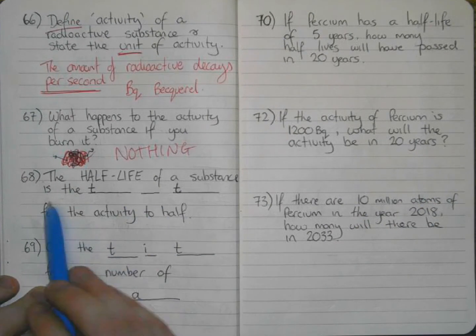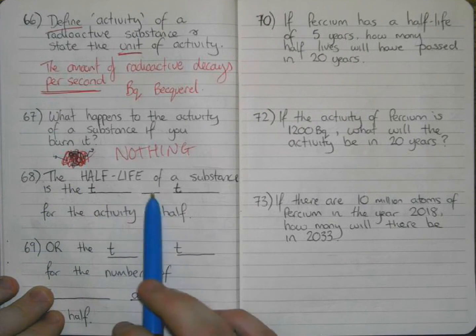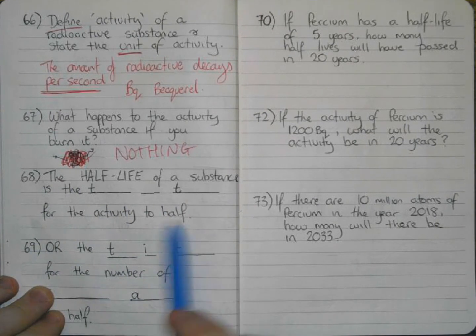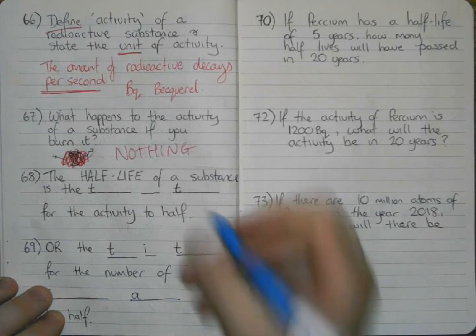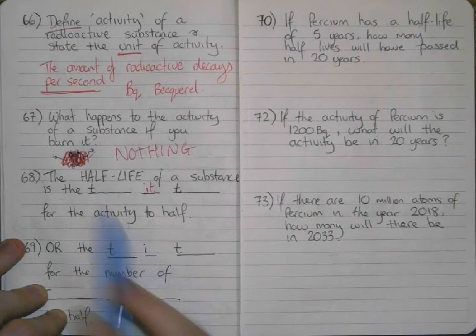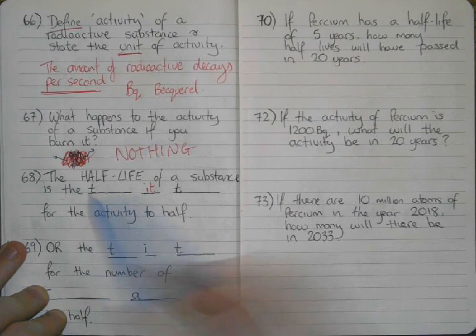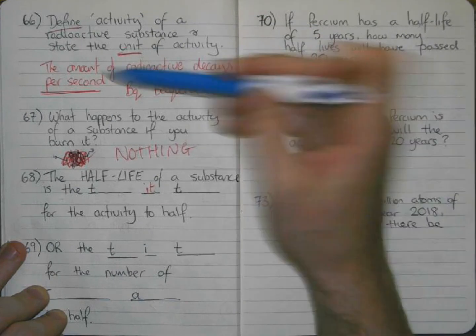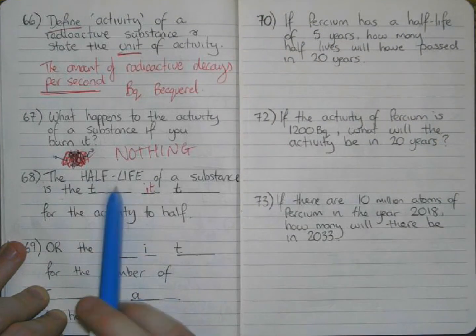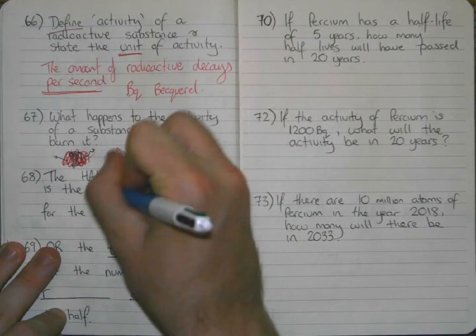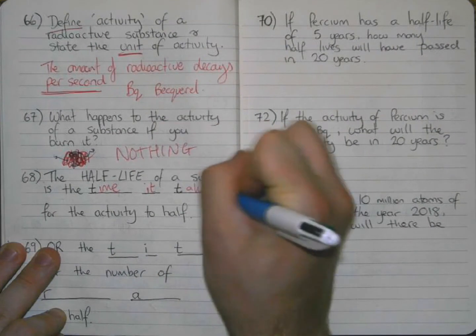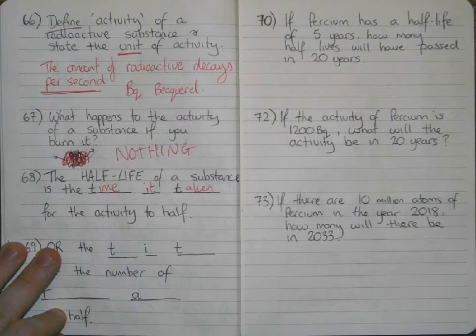The half-life of a substance is the something, something, something for the activity to half. Pause the video and see if you can work out what that is. Half-life is another definition term that we need to know. We need to know that activity is the amount of decays per second, and we need to know that the half-life of a substance is the time it takes for the activity to half.